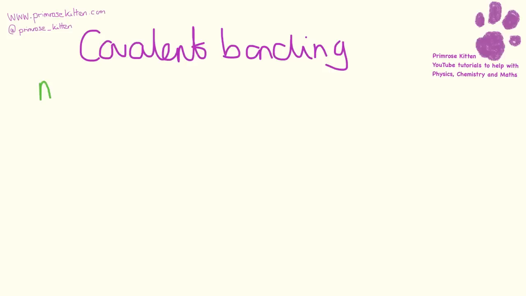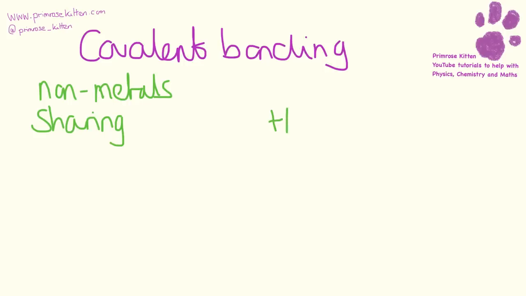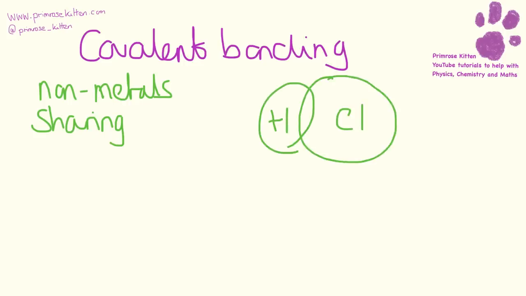Covalent bonding is going to happen between non-metals. And this is sharing of electrons. Now there are a few common ones the exam board will expect you to know. This is hydrogen chloride. What you need to do is have your overlapping circles. Chlorine has 1, 2, 3, 4, 5, 6, 7 electrons and then one from hydrogen. Make sure you have your overlapping circles and you draw your electrons in the middle.